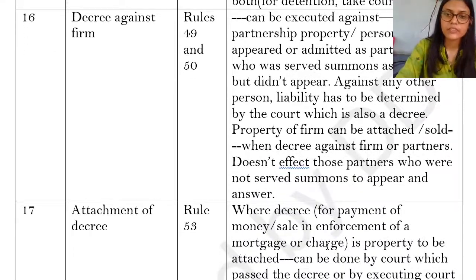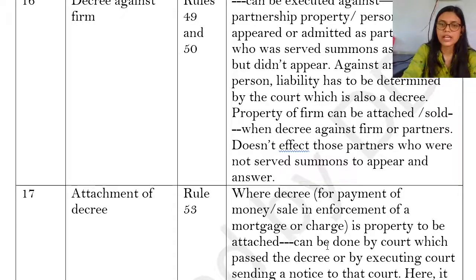Now, what will happen if the decree was for payment of money or for sale and enforcement of a mortgage, and the property is itself to be attached? This can be done by the court which passed the decree, or an executing court can do so by sending a notice to the court which passed the decree.